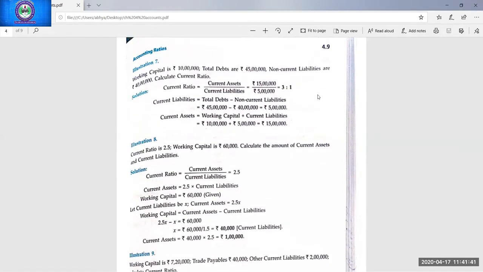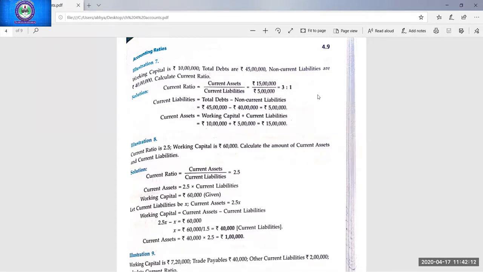you can take the value of current liability as X. Okay, current liability X, current assets 2.5x, working capital we all know, current assets minus current liability. So the value of current assets here is 2.5x and current liability X, which is equal to 60,000. Now find out the value of X, which is equal to 40,000. So if X is 40,000, then 2.5x will be 1 lakh. Now the next question, write down.